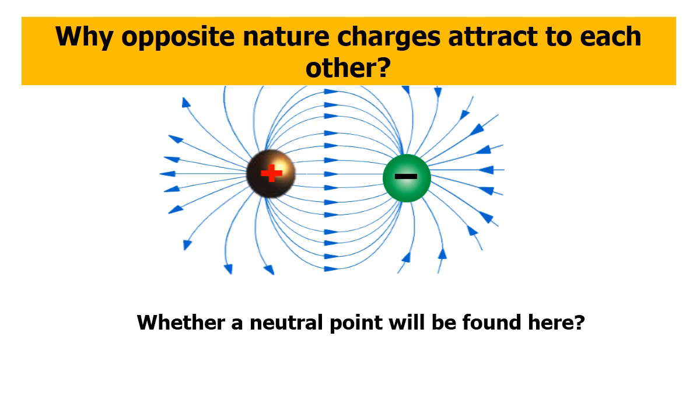If we place a test charge in between the two charges, then the test charge will not be stationary in the middle between the two charges. It will move outside of the two charges. That means we cannot get a neutral point between two opposite charges. That is why the two opposite charges attract each other.